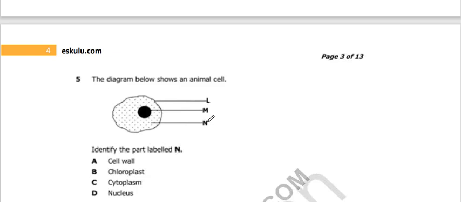Identify the part labeled N, which is just this part. So we've got L, M, and N. So let's name all the three parts that we have. What is part L? Part L is known as the cell membrane.